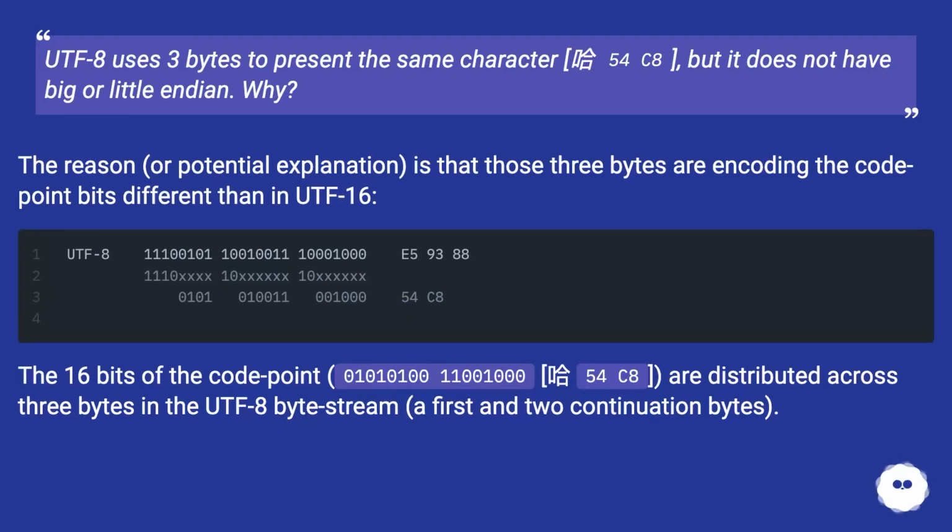UTF-8 uses 3 bytes to represent the same character, 54C8, but it does not have big or little endian. Why? The reason, or potential explanation, is that those 3 bytes are encoding the code point bits differently than in UTF-16. The 16 bits of the code point, 0101010011001000, 54C8, are distributed across 3 bytes in the UTF-8 byte stream, a first and 2 continuation bytes.